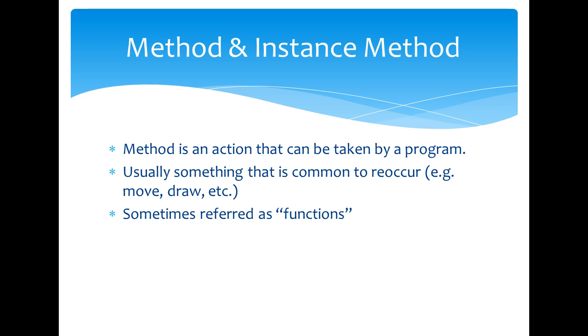So that kind of brings us into the conversation about method and instance method. A method is an action that can be taken by a program. Usually when we create methods, it's because this action is common. It recurs a lot. So move, draw. In a video game, it would be fire or jump. Sometimes programmers refer to these as functions. So functions and methods or instance methods are relatively synonymous.